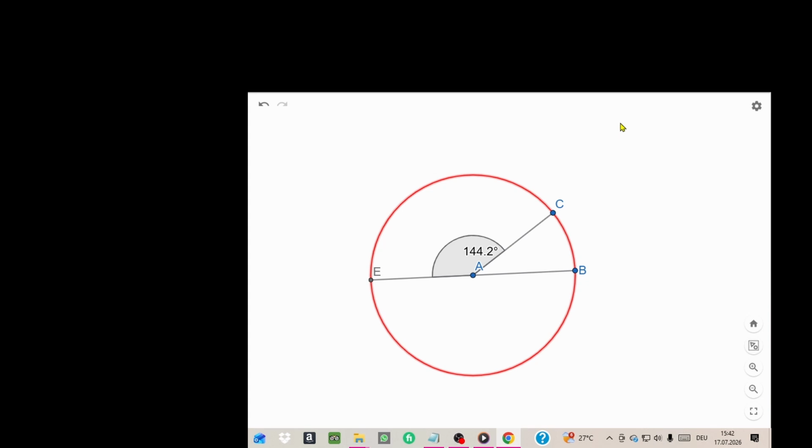Now we move point C along the circle toward point B. We can see that the angle changes, and when point C reaches point B, the angle becomes exactly 180 degrees. Therefore, a straight line creates a 180-degree angle. The angle above the line is 180 degrees, and the angle below the line is also 180 degrees.